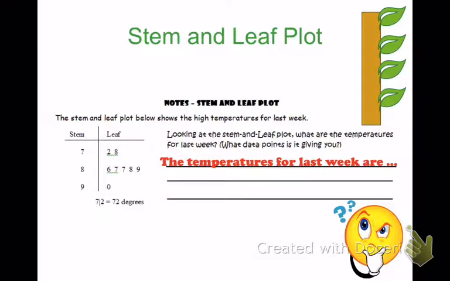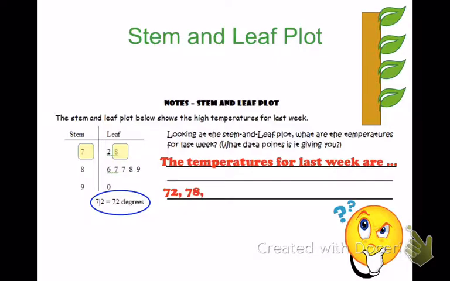So to start off, we look at the key, which this 7 with the little line and the 2 represents 72 degrees. That little line is the column that divides the stem and leaf. So when I look at this right here, that's what that 7 bar 2 means, 72. So that's the first temperature. If I look at the next one, on the same row, the 7 and the 8, that represents 78 degrees.